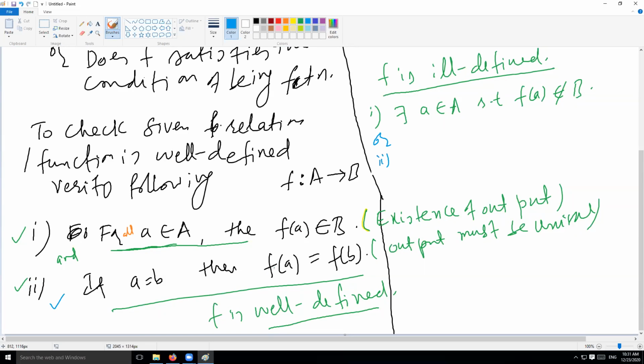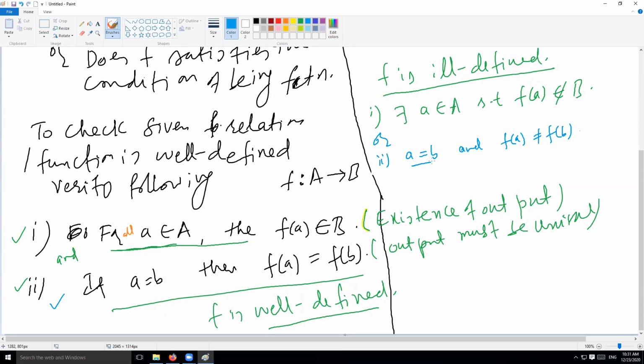The negation, so this is an if-then statement. If A equals B, then f of A does not equal f of B. So what do you mean by that?